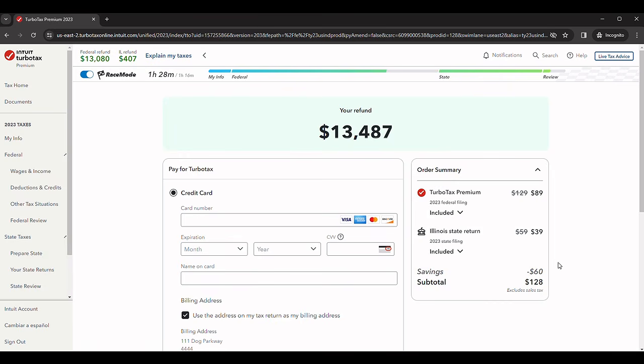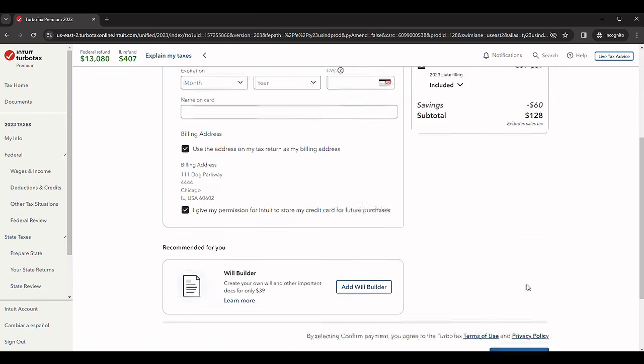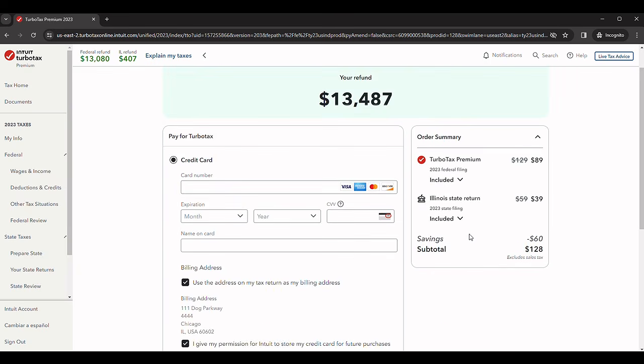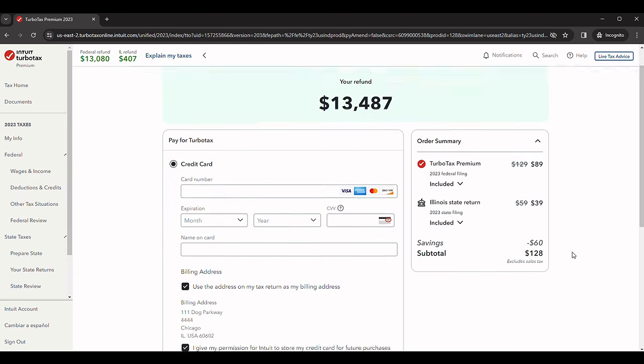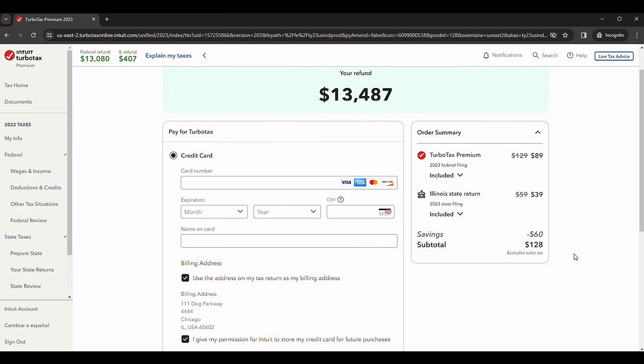But that's it. I walked you through the whole tax return. You just finish up this last portion of it, and then you file it. Very straightforward. I don't think that requires an explanation. But that's it. Thank you so much. That was fun.